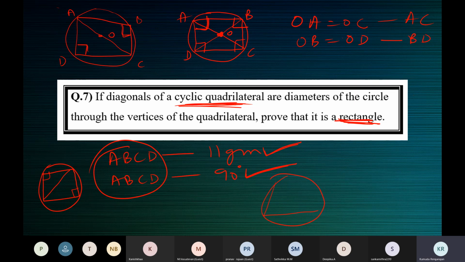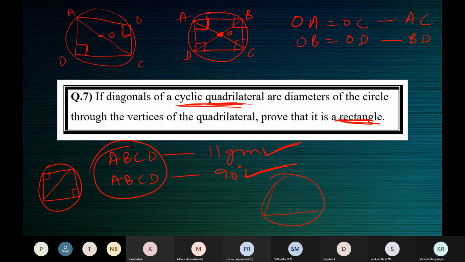Either use the property that in a quadrilateral, when the diagonals bisect each other, it is a parallelogram. And then one angle is a right angle, using angle in a semicircle is a right angle. Use these two and show that it's a rectangle.